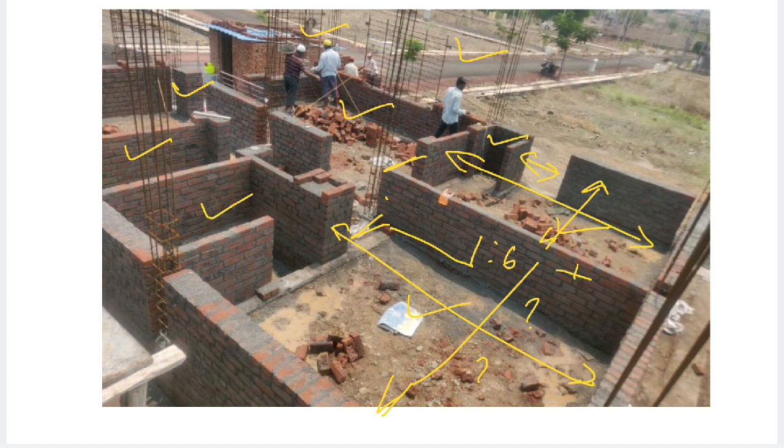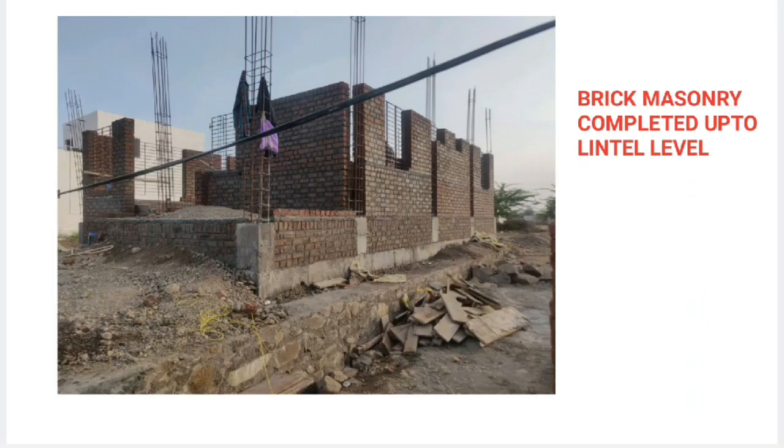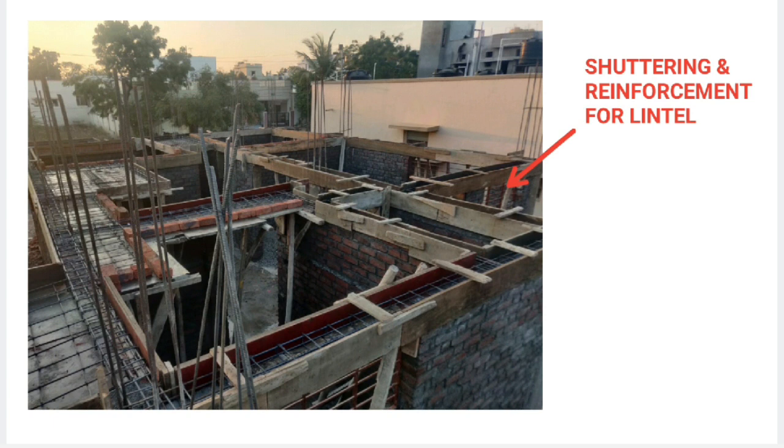These are with MS grills. The mild steel material will be used to make the windows. So fabrication work will be done and we are fixing the windows in the brick masonry. Once this is completed up to the lintel level, here you can see in the figure the brick masonry is completed up to the lintel level. Once this work is completed, we will be going for the lintel work.